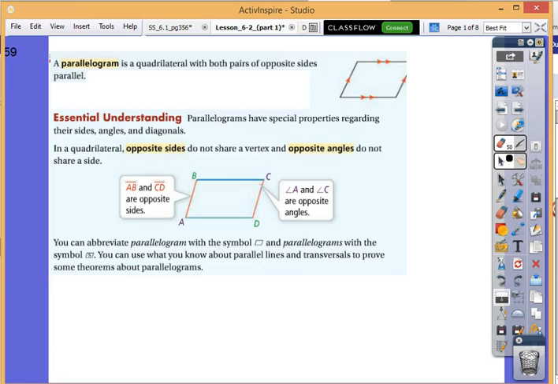All right, so today we're going to talk about parallelograms. Welcome to Mr. Baker's House of Knowledge.